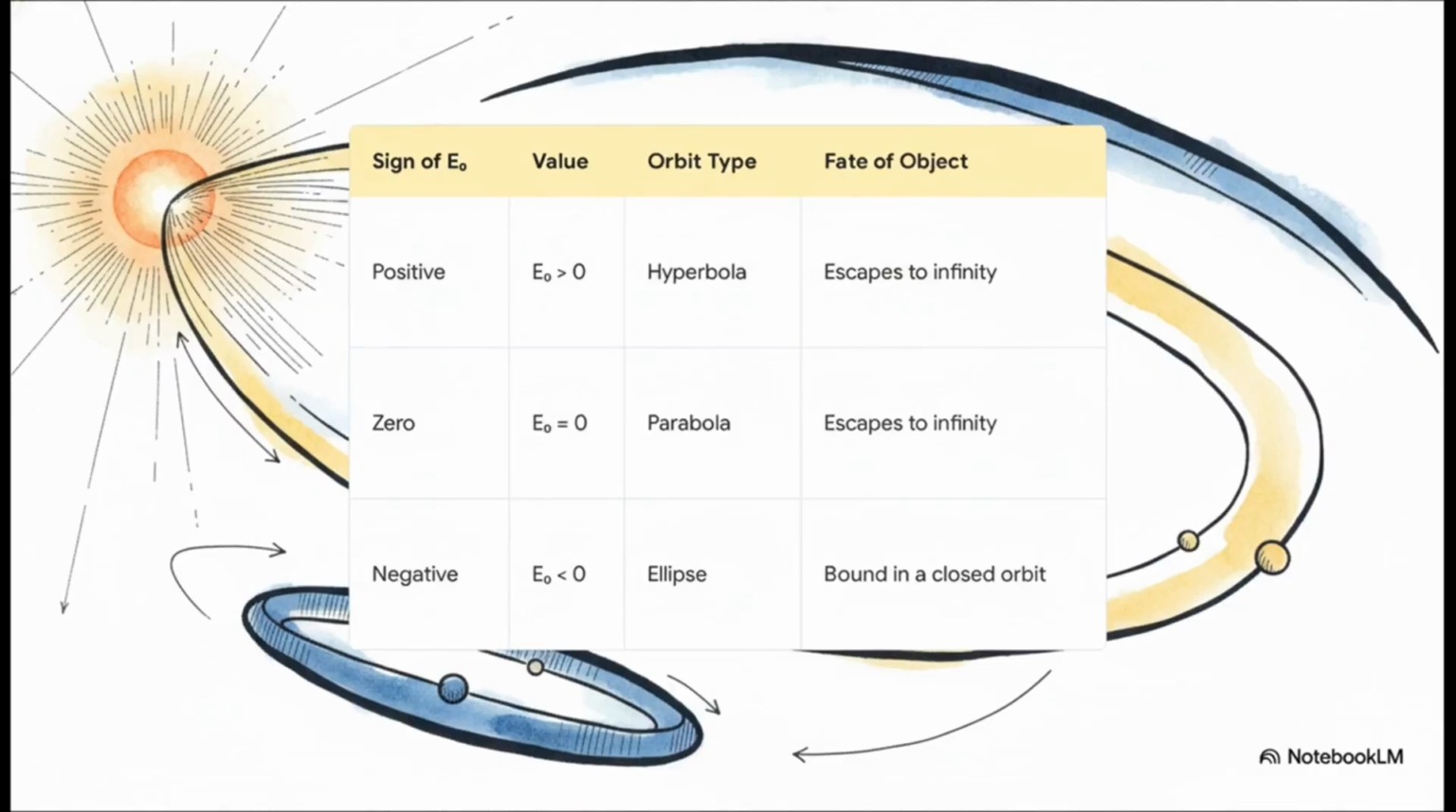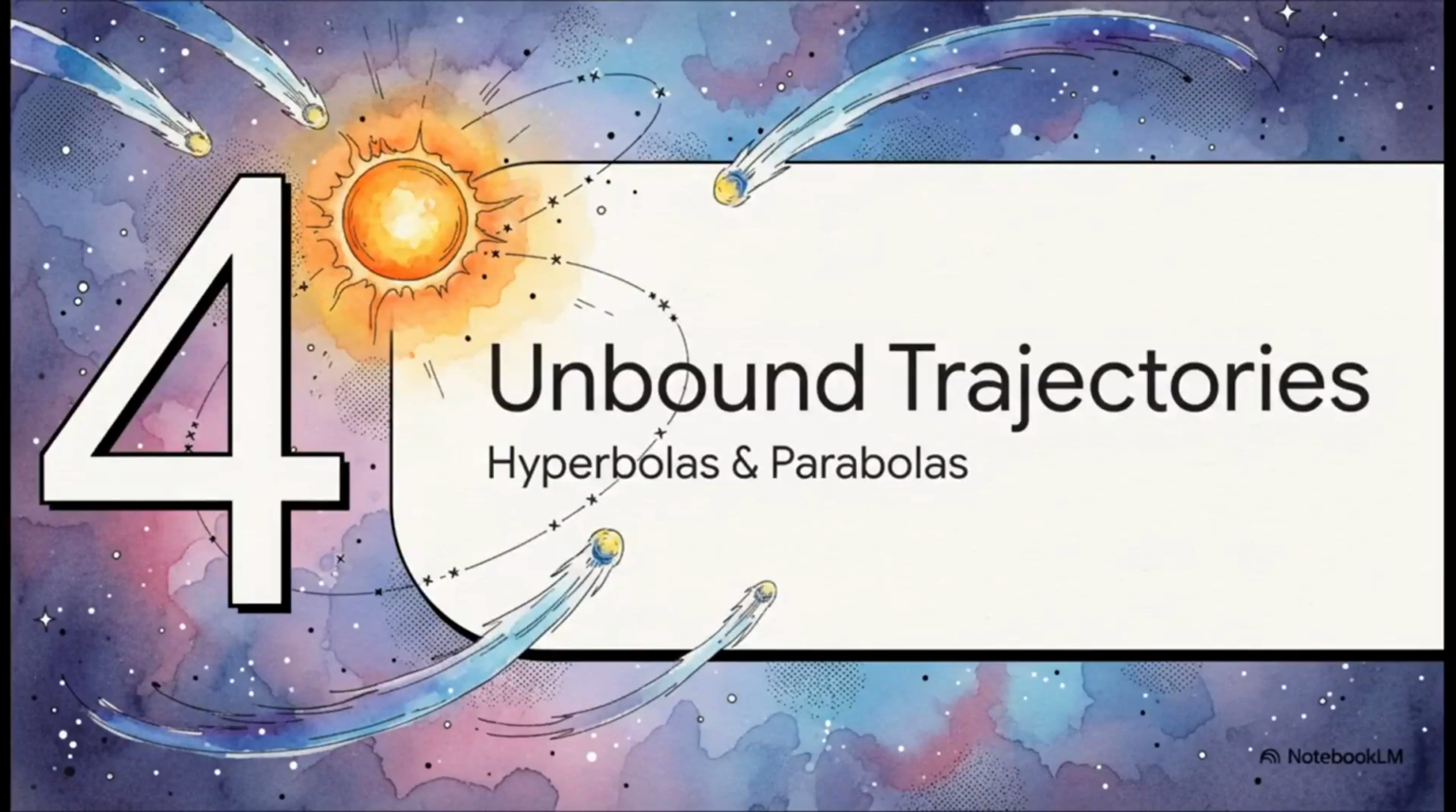And if your energy is negative, you're in a gravitational well you can't climb out of. You are bound, destined to repeat your path forever in a closed ellipse. So let's look more closely at those first two cases, the unbound trajectories where the total energy is greater than or equal to 0. These are the flyby missions, the interstellar comets, the objects that are just passing through.